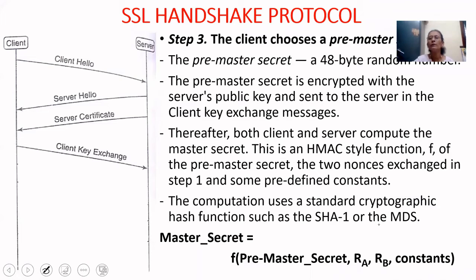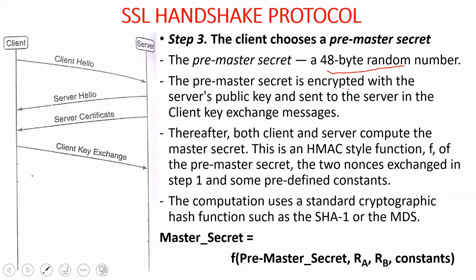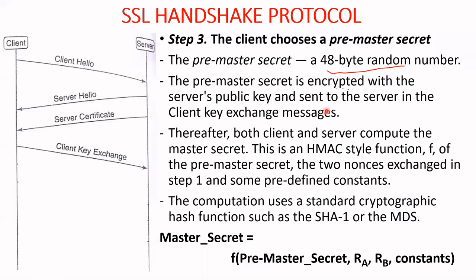In step 3, the client chooses a premaster secret. What is a premaster secret? That is a 48 byte random number. A 48 byte random number is selected by the client. This random number is encrypted with the server's public key, and sent to the server in the client key exchange messages.